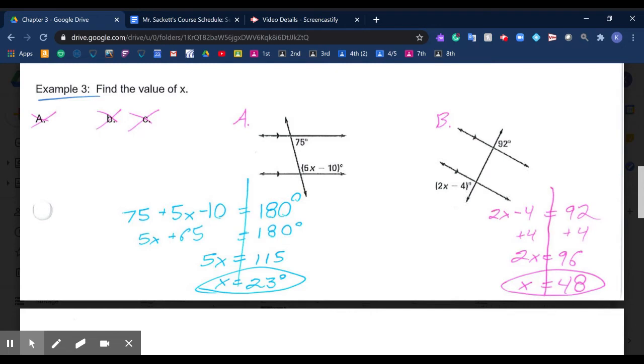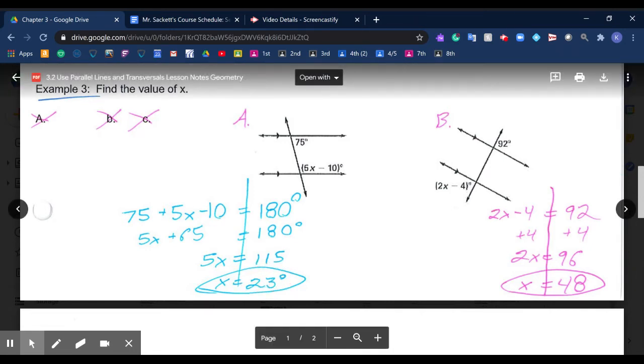Simplify our left-hand side. 75 minus the 10 gave me the 65, so 5x plus 65 equals 180. Subtract 65 from each side. 5x equals 115. Divide by 5, and x is 23.